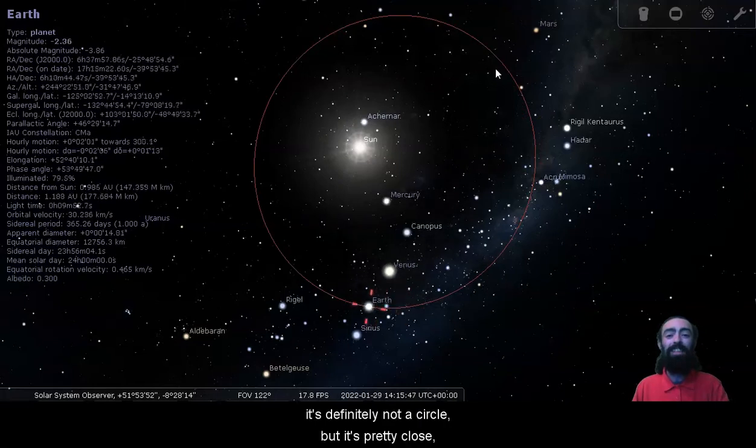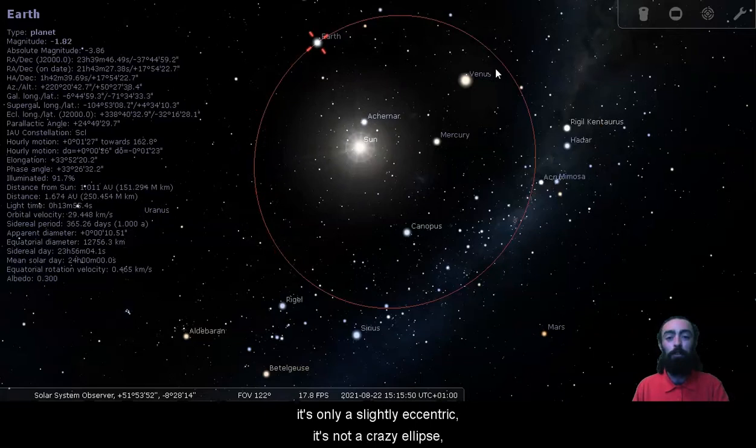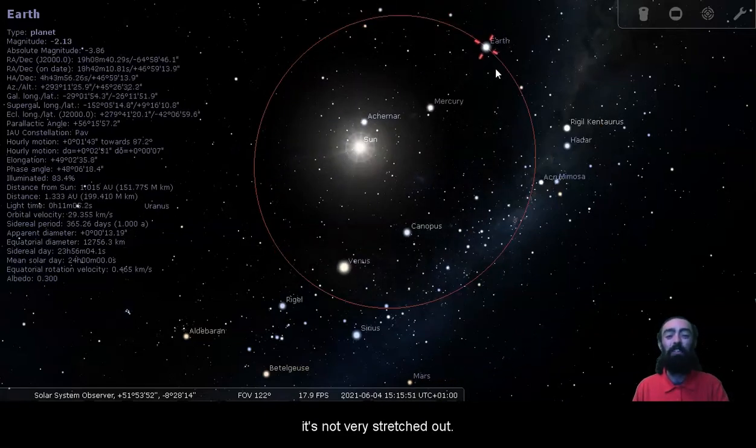Now this isn't a circle. If you sit down and measure it, it's definitely not a circle, but it's pretty close. It's only a slightly eccentric ellipse. It's not a crazy ellipse. It's not very stretched out.